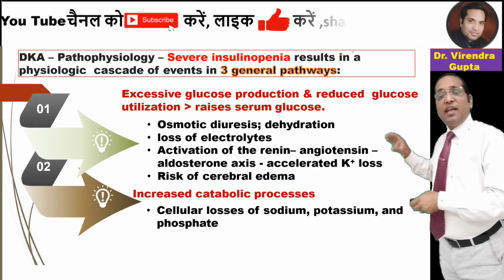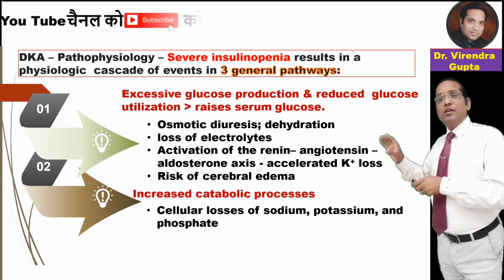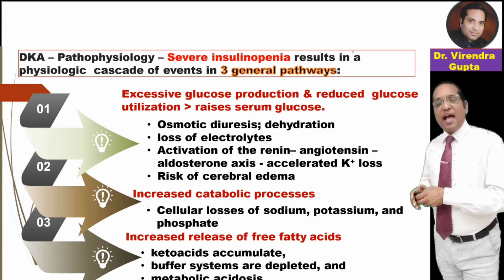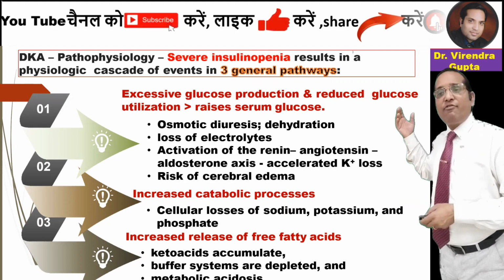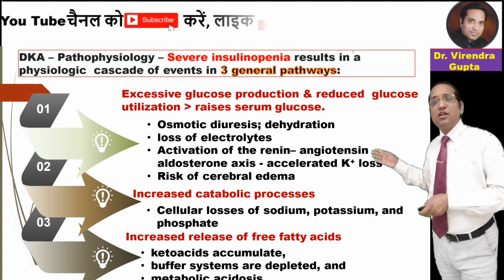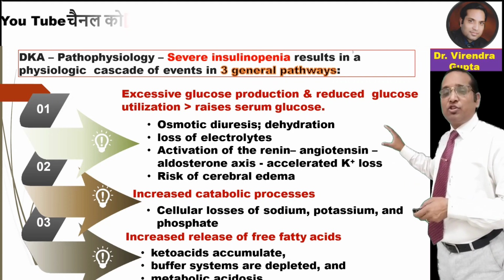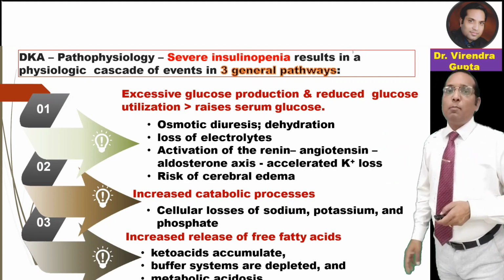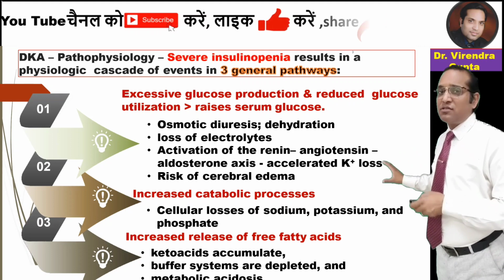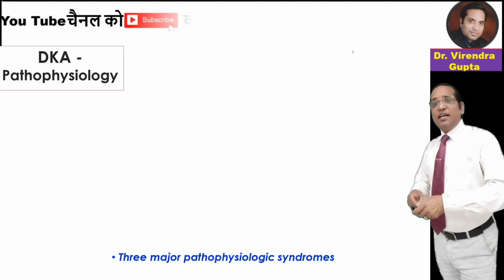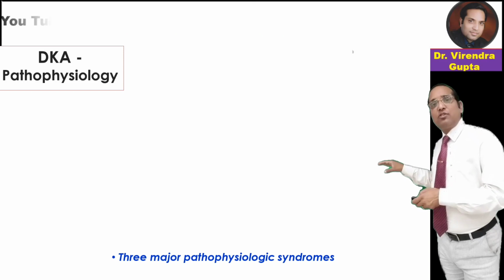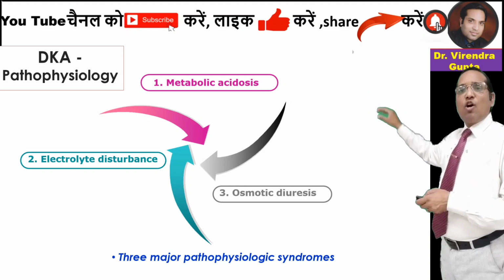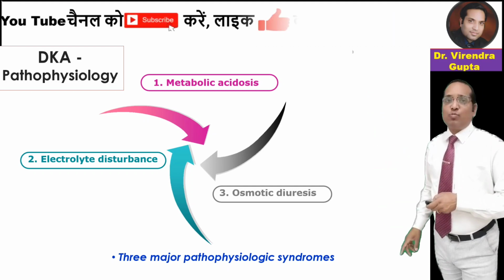And guys, there may be an increased catabolic process, with cellular loss of sodium, potassium and other electrolytes such as phosphates. And there will be increased release of free fatty acids due to the lipolysis process, causing accumulation of ketone bodies, and buffer systems are depleted, causing metabolic acidosis. So guys, there are three major pathological processes found in DKA physiology: metabolic acidosis, along with electrolyte disturbances, along with osmotic diuresis.